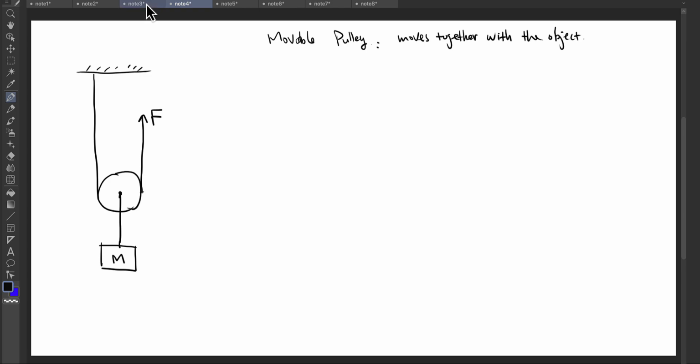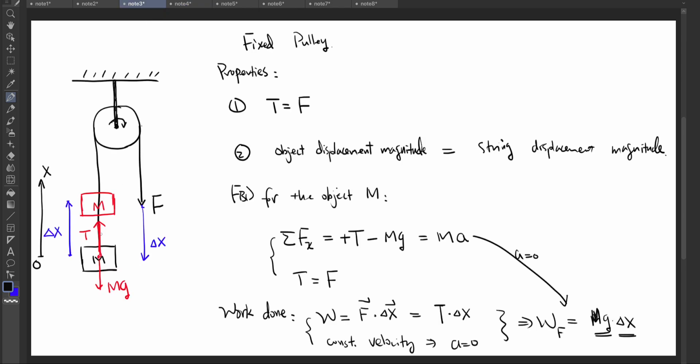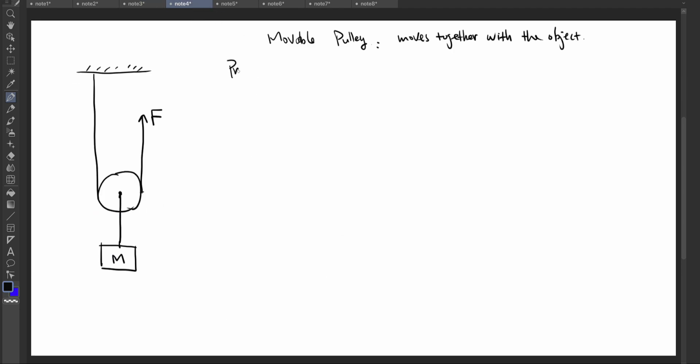All right, so now just like before, we need to talk about the different properties, like the tension force relation with the pulling force, and then the object displacement relation with the string displacement. And then later on, we can talk about the dynamics equation that you need to write down, and also the work done by the pulling force F. Okay. So first, what are the properties of a movable pulley?